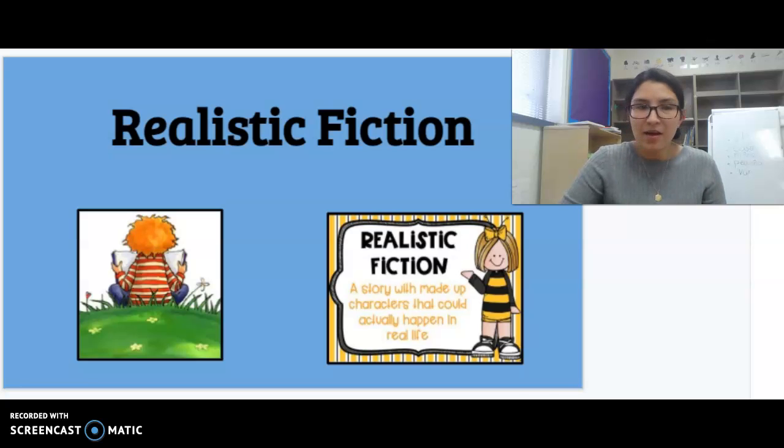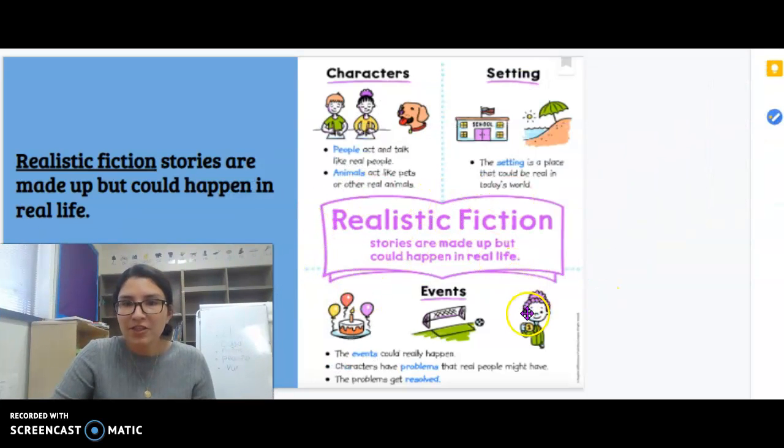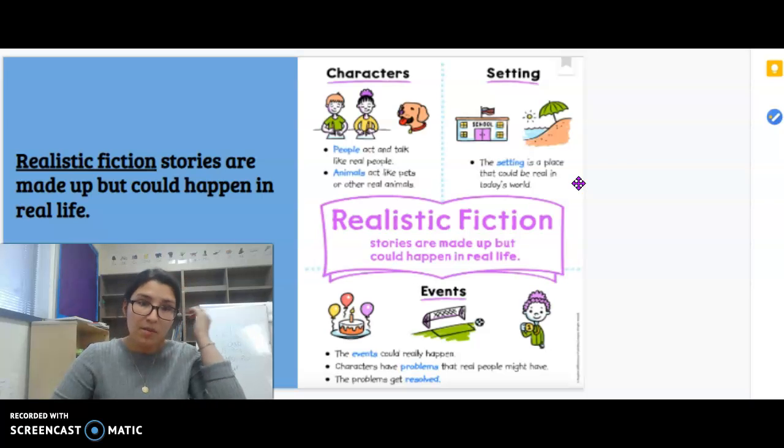Let's go ahead and look at the little poster we've been focusing on all week. So realistic fiction stories are made up, but could actually happen in real life. If the characters are people in the story, then they act and talk like real people do. If there's animals in the story, then they act like pets or other real animals. The setting is a place that could be real in today's world, like school, the beach, a park, the mall, the movies. Those are real places that we could actually go to.